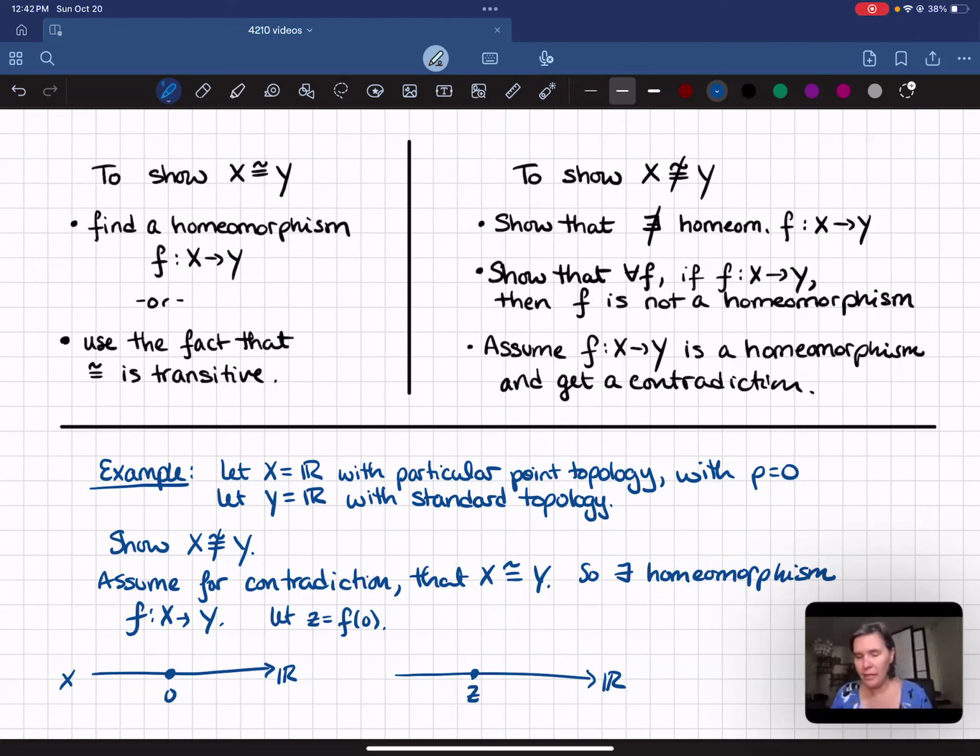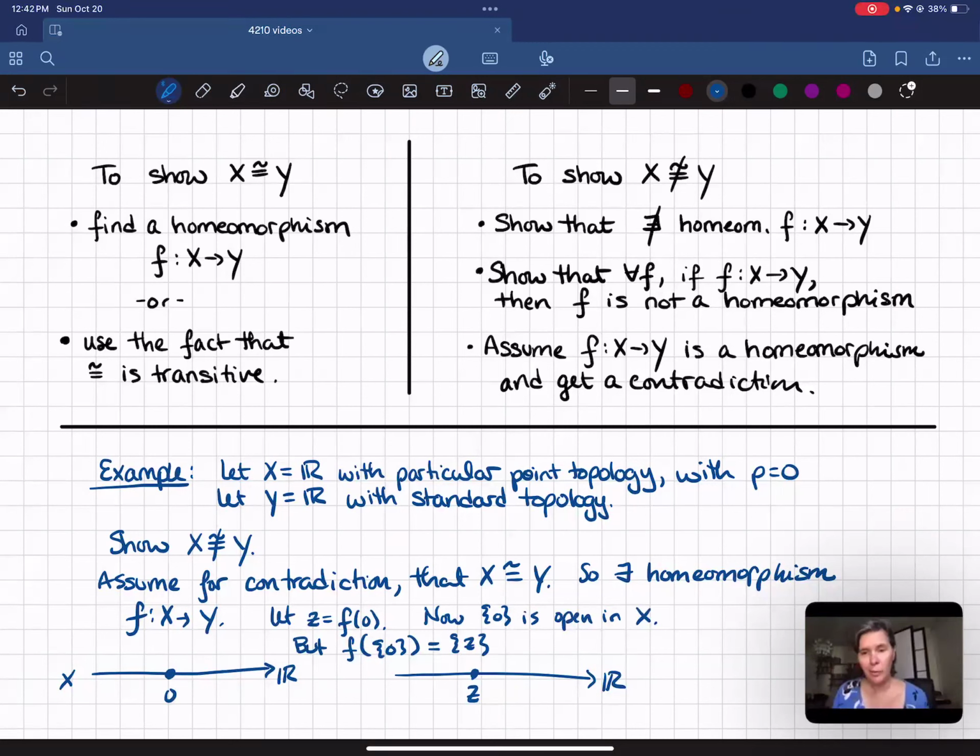Let's start with the set on the right. Now, singleton 0 is open in X because the definition of being open in the particular point topology is that you're open if and only if you contain the point 0. And singleton 0 certainly does contain the point 0. But if I look at its image, the image of f of 0, that's f of all things that are in that set, would be singleton z.